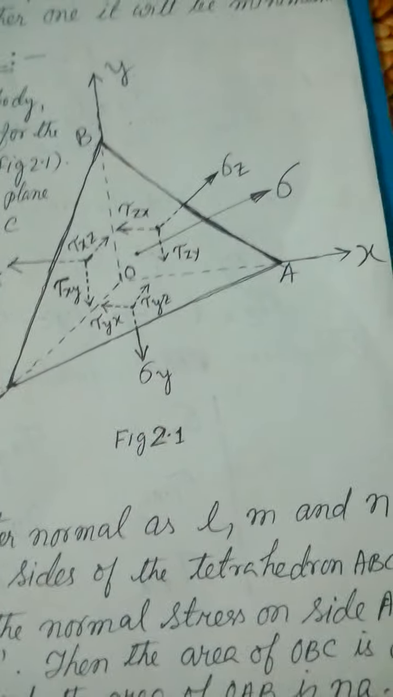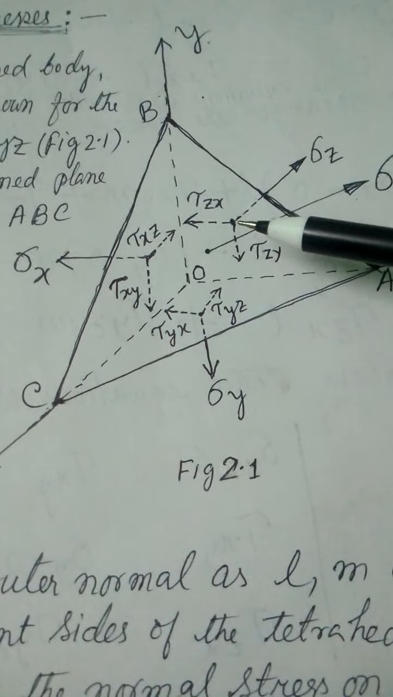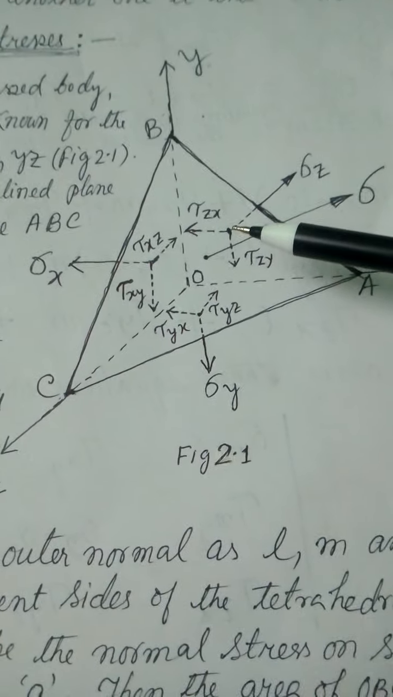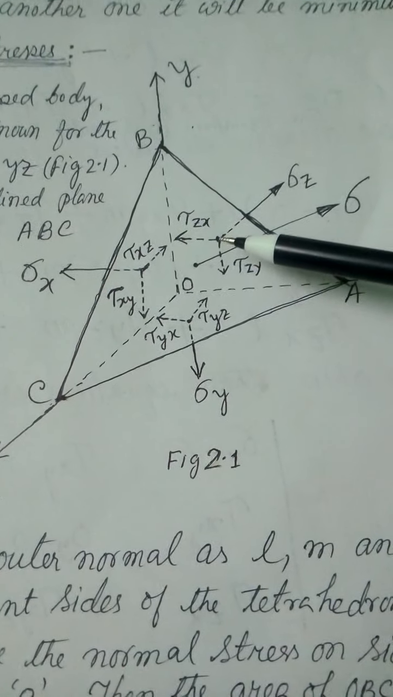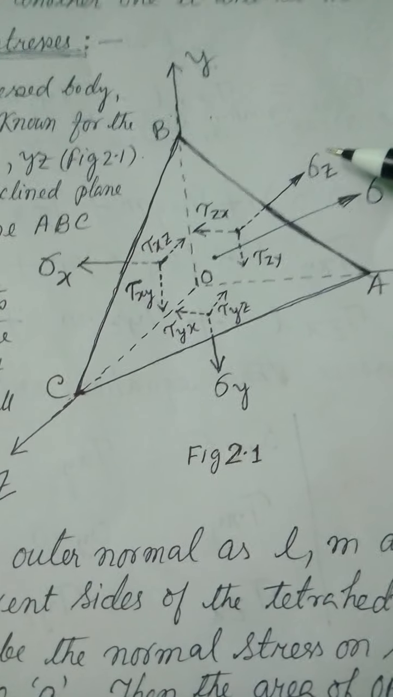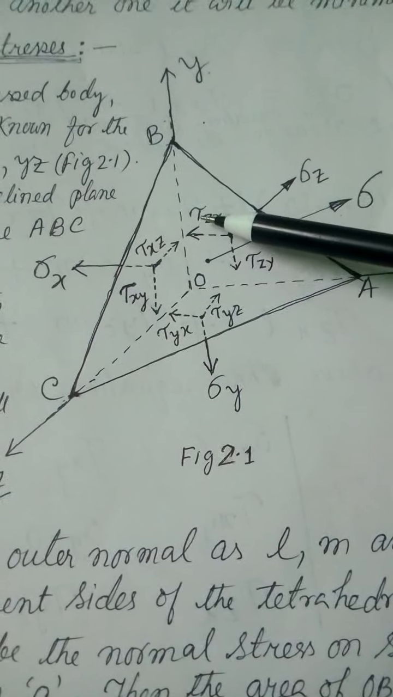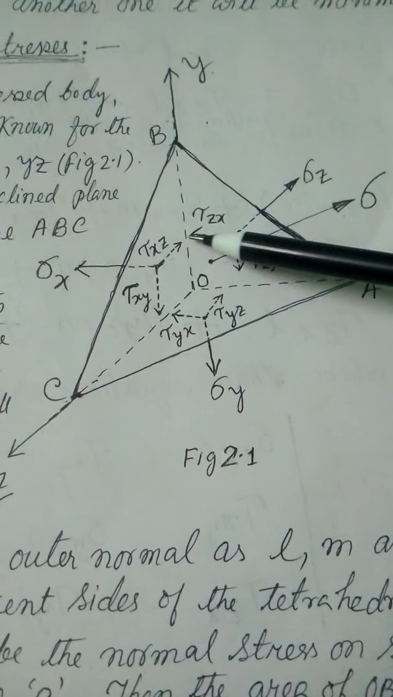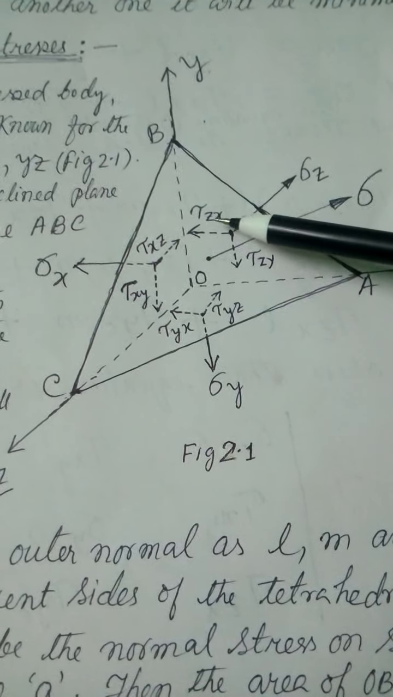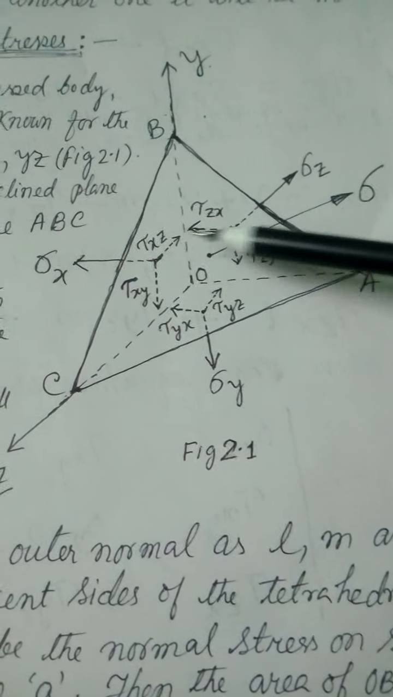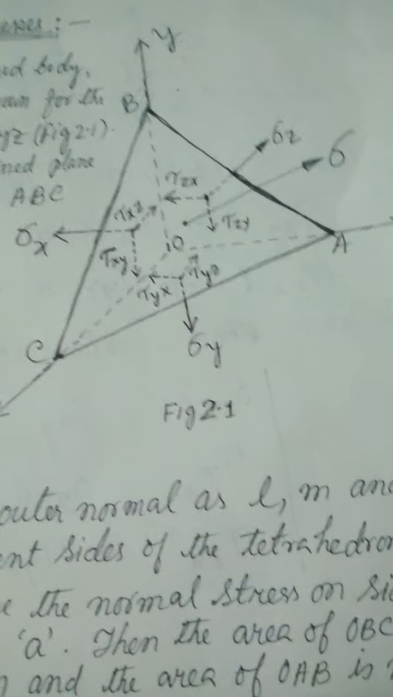Now I can explain this one easily from my first video on the stress tensor. This is sigma z. It is in the negative z direction. So tau zx will be positive because z is negative and x is negative in this direction. So this makes it positive. So we have shown all positive stresses.